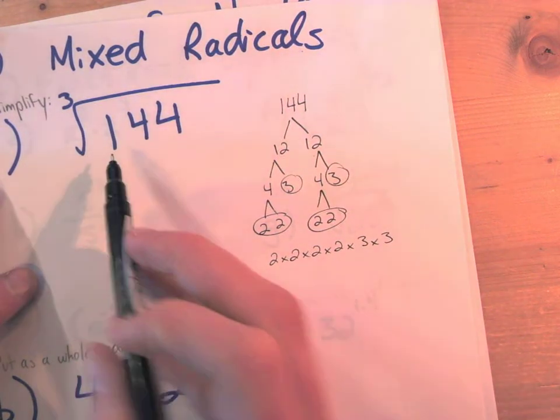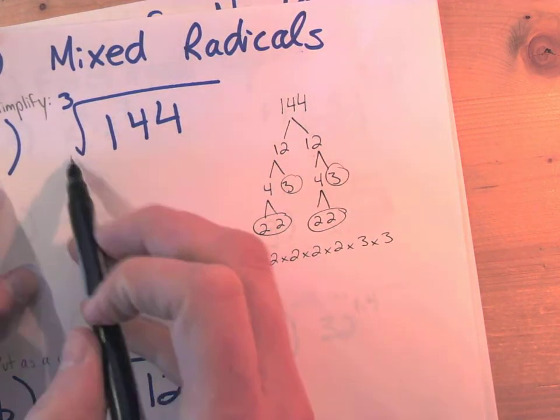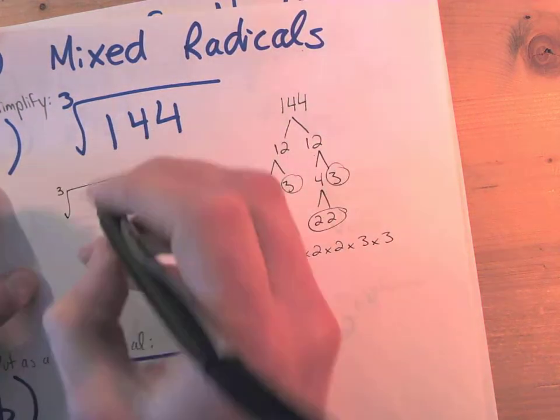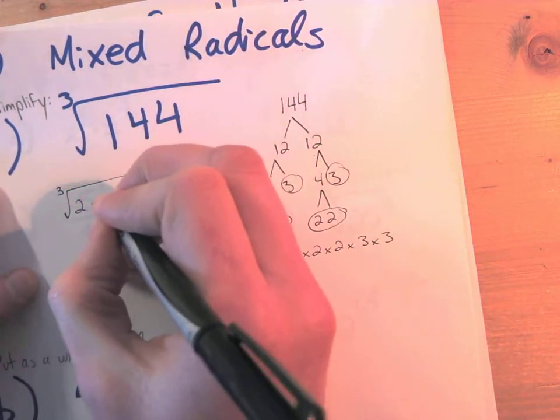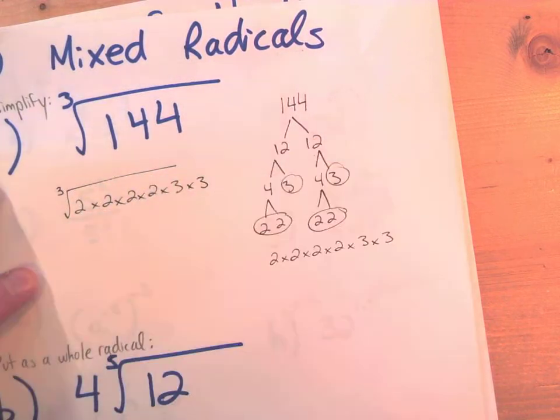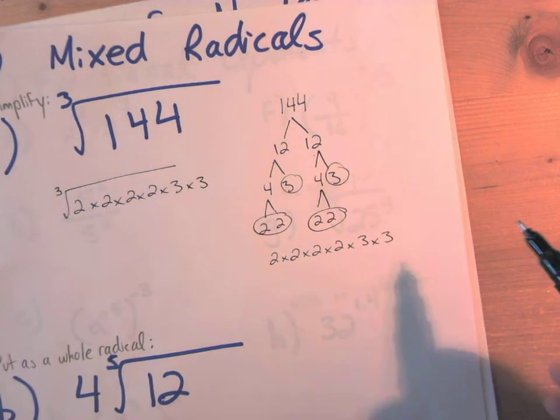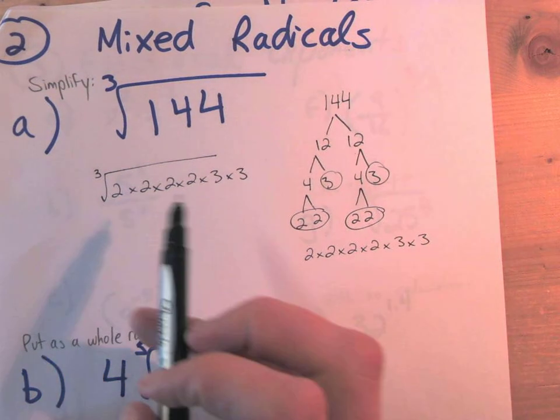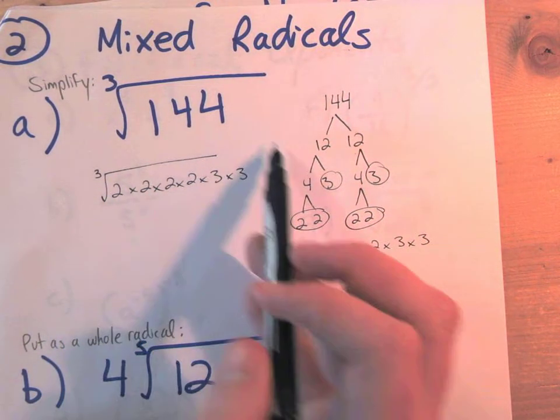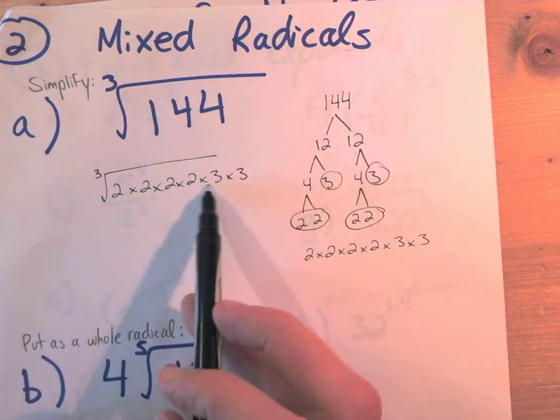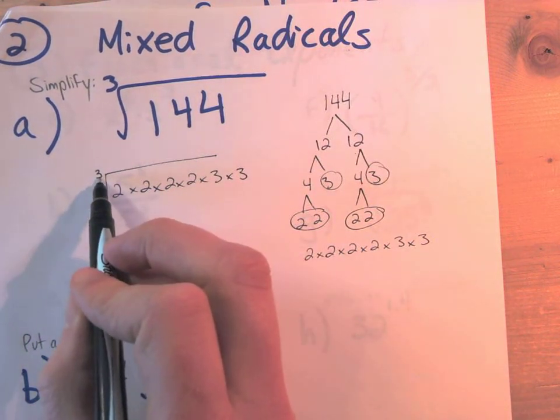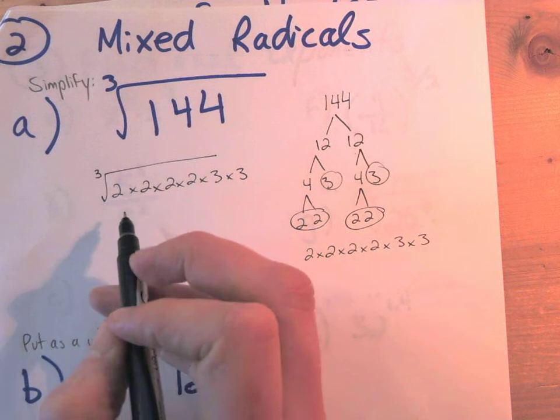Now I'm going to write that 144 as that number, but I still need that radical symbol with the index of 3. So it's 2 times 2 times 2 times 2 times 3 times 3. So we have that. And then our goal now is see if we can take anything out and put it in front of the radical, because we want a mixed radical. So what we're going to do here is we look at the index. We need to take 3, group them into groups of 3 if we want to take any out.